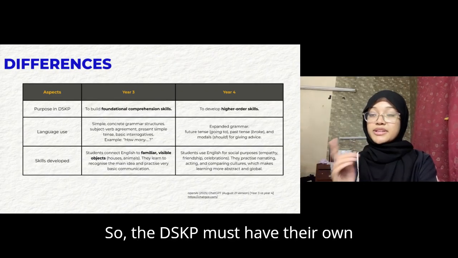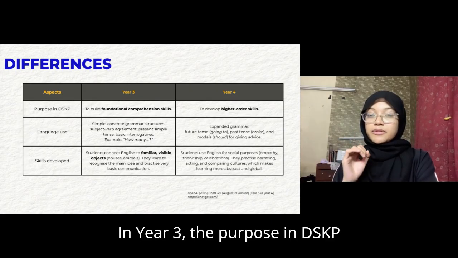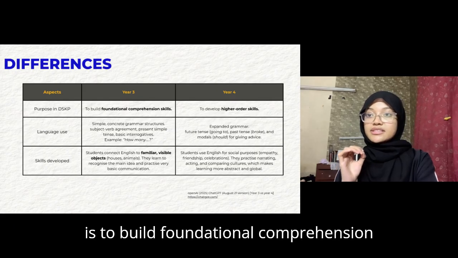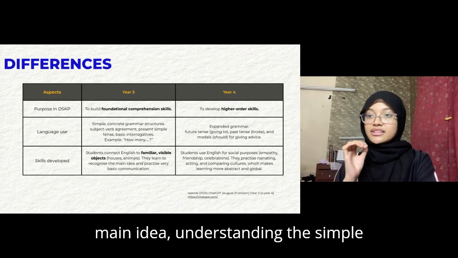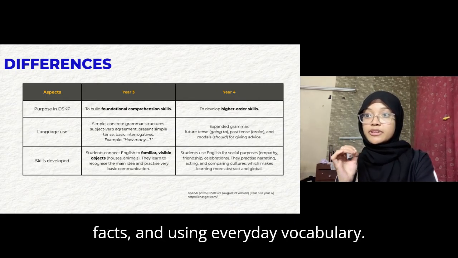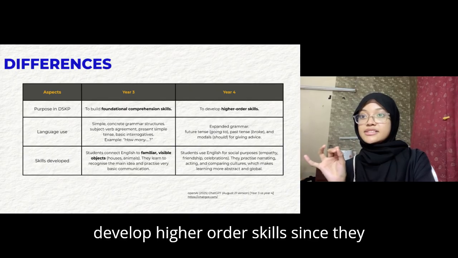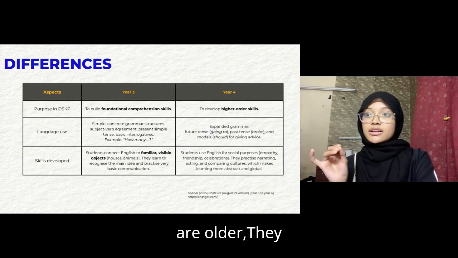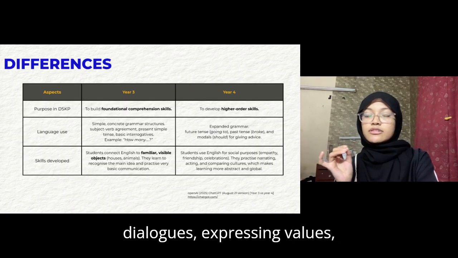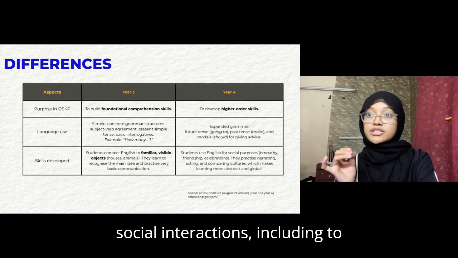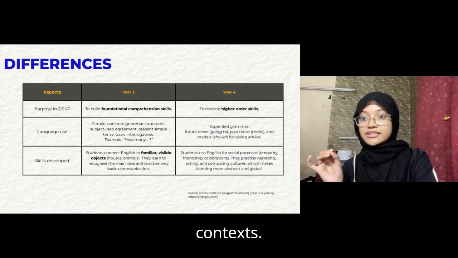So, the DSKP must have their own functions, right? But what is it? In year 3, the purpose in the DSKP is to build foundational comprehension skills, which is they can identify the main idea, understand simple facts, and use everyday vocabulary. While in year 4, it is to develop higher order skills since they are older. They can scan for details, act out dialogues, express values, and also they can apply language in social interactions, including to use both cultural and situational context.